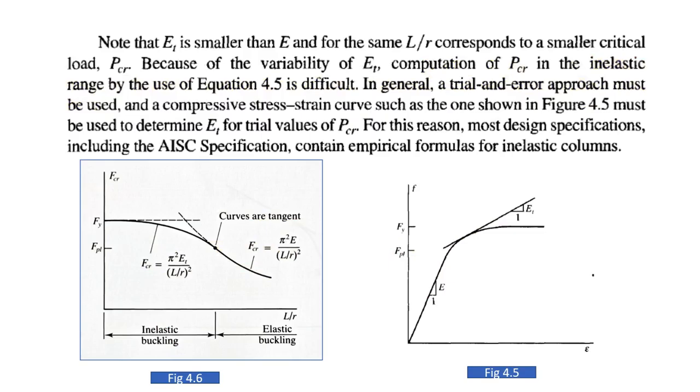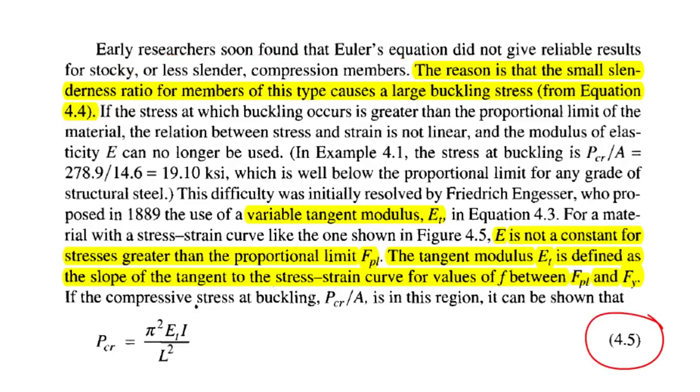Now note that ET is smaller than E, and for the same L over r it corresponds to a smaller critical load PCR. Because of the variability of ET, computation of PCR in the inelastic range by the use of equation 4.5 is difficult. This is the one we were talking about, 4.5, which has ET. It is difficult to calculate the tangent modulus.